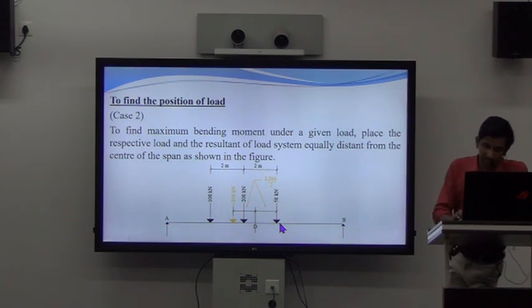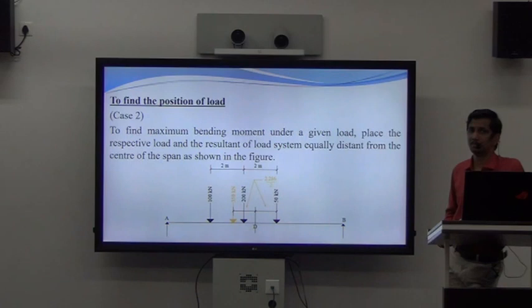How to do that? Again it is similar to case 1 where we calculated the absolute maximum bending moment, but there is a slight difference. In the case of absolute maximum bending moment, in order to get the maximum bending moment, we kept our resultant and the critical load equally distant from the center.